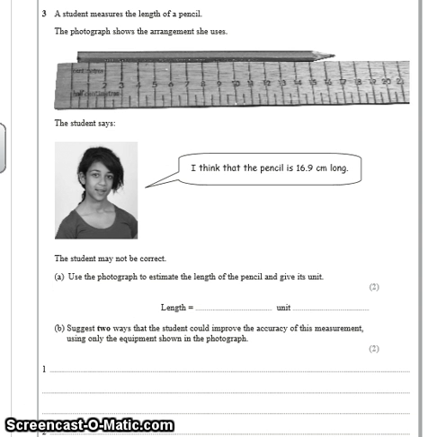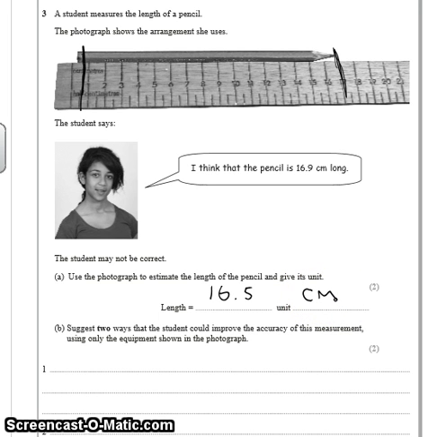Right, so the first thing we've been asked is to estimate the length of the pencil and give its unit. Well, looking at the scale here, if we're looking at this side, we're closest to 0.5 centimetre on that scale, and over on this side we're closest to 17. So I'm going to say 16.5, and we're measuring that in units of centimetres.